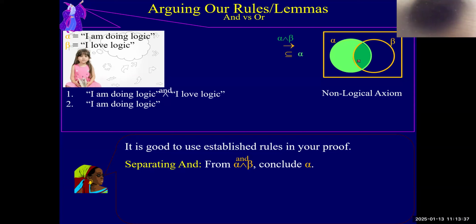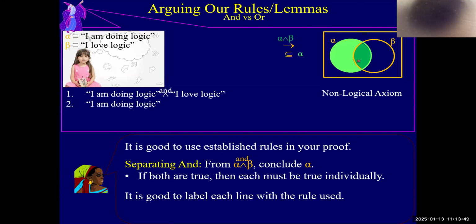the problem with the something else, quite frankly, is it's probably Latin, like Modus Ponens, right? So that's why my names are better, right? If both are true, then each is individually true, right? And it's good to label the rule used, right? So we would say separating and 1, right? Everybody buying this?